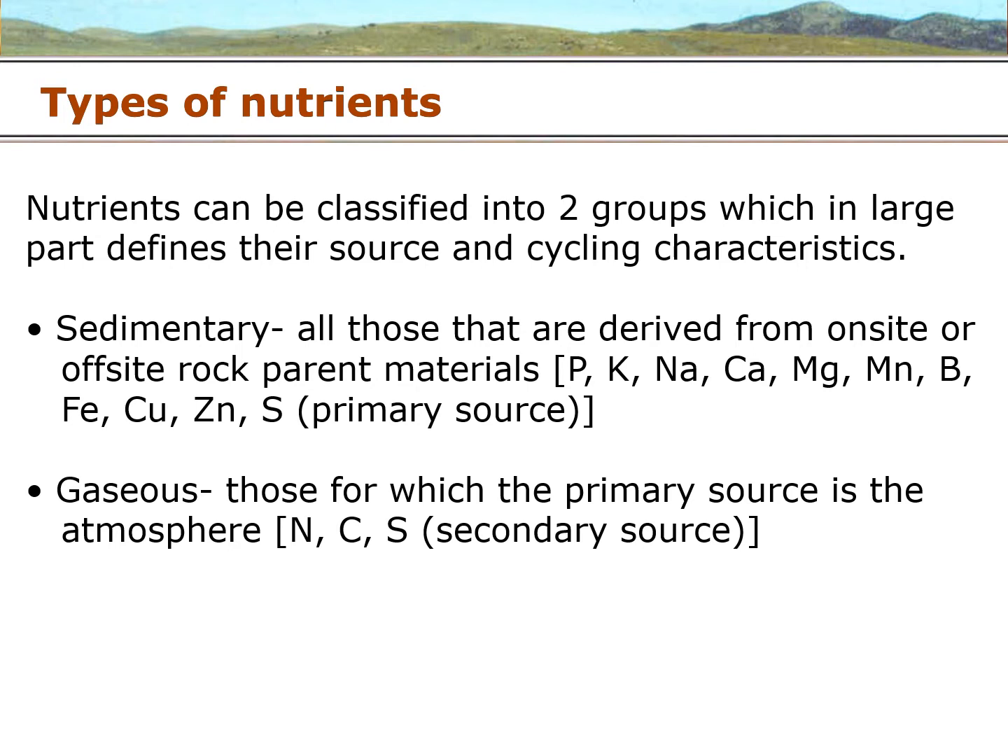And then the other group is the gaseous group, those for which the primary source is the atmosphere, and those include nitrogen, carbon, and also sulfur. So note that sulfur is found in both groups. It occurs as a constituent of parent material, of the rock, but also in the gas sulfur dioxide.